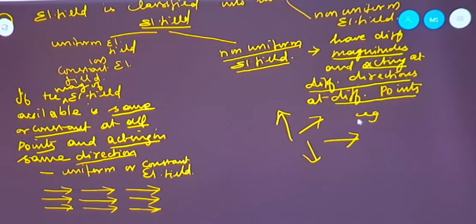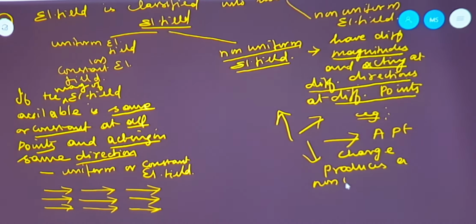See, you can state an example for non-uniform electrical field. A point charge produces a non-uniform electrical field. So a non-uniform electrical field can be produced by what? Produced by a point charge. Let us consider the point charge as plus Q.